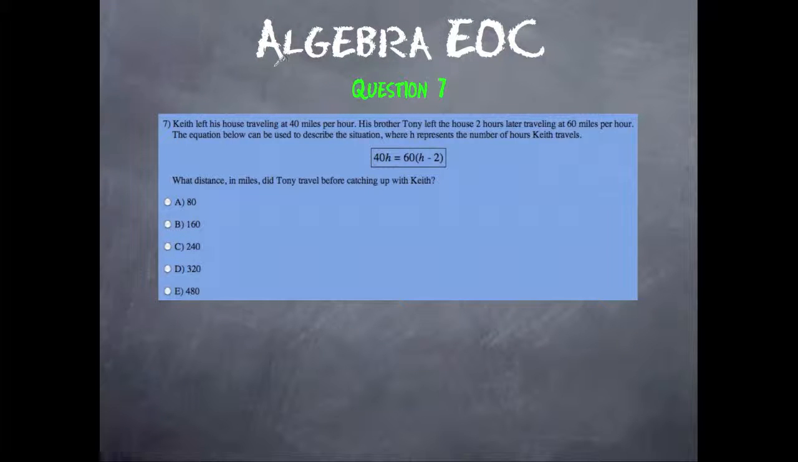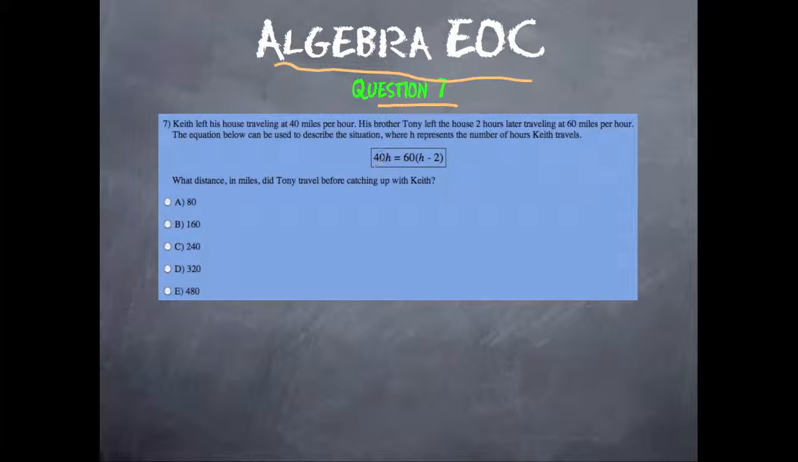This is Algebra EOC question 7, which reads, Keith left his house traveling at 40 miles per hour. His brother Tony left the house 2 hours later, traveling at 60 miles per hour. The equation below can be used to describe the situation where h represents the number of hours Keith travels. What distance in miles did Tony travel before catching up with Keith?